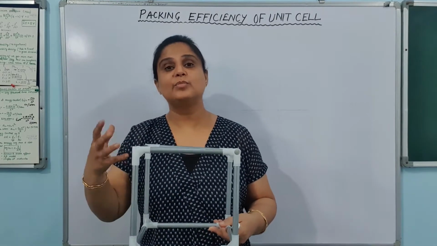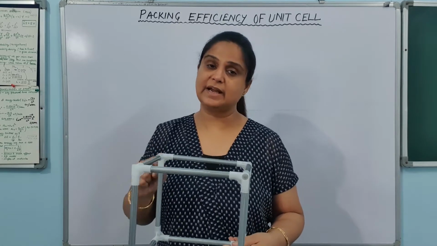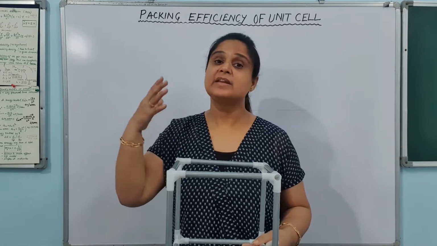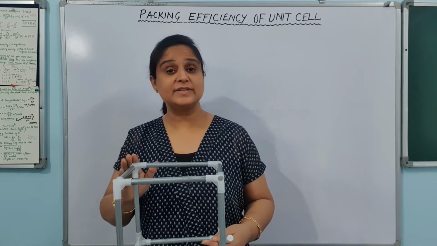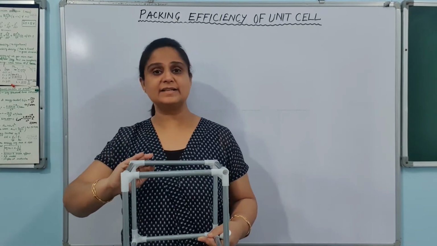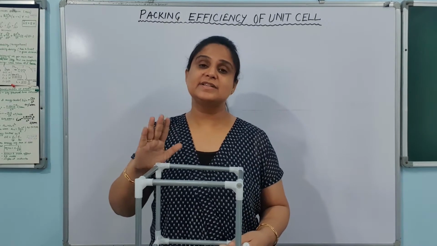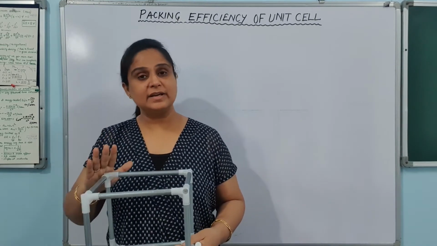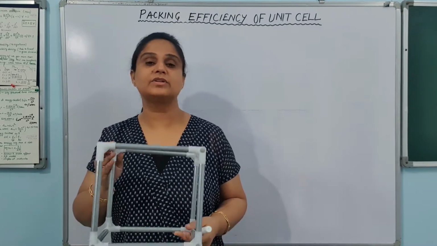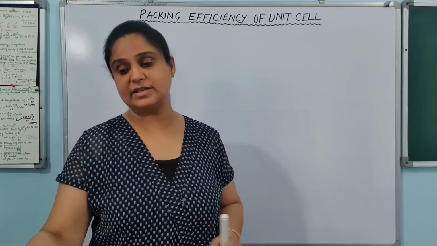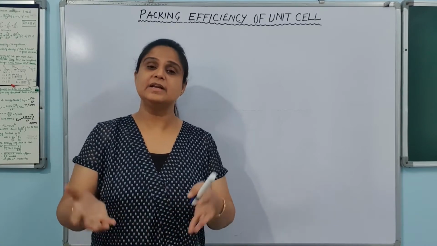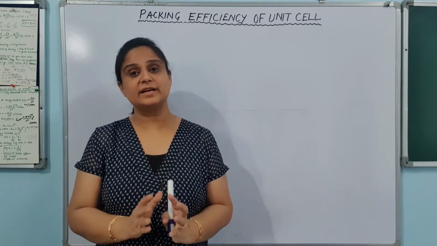So obviously more space will be occupied by the atoms, and we all know that the simple cubic cell has only one atom, BCC has 2 atoms, and FCC has 4 atoms. So depending on how many atoms are present inside the unit cell, their efficiency will increase or decrease. But here we are finding out how much efficient they are. We are going to calculate the percentage efficiency: how much area, how much volume available is occupied by the atoms in that unit cell.